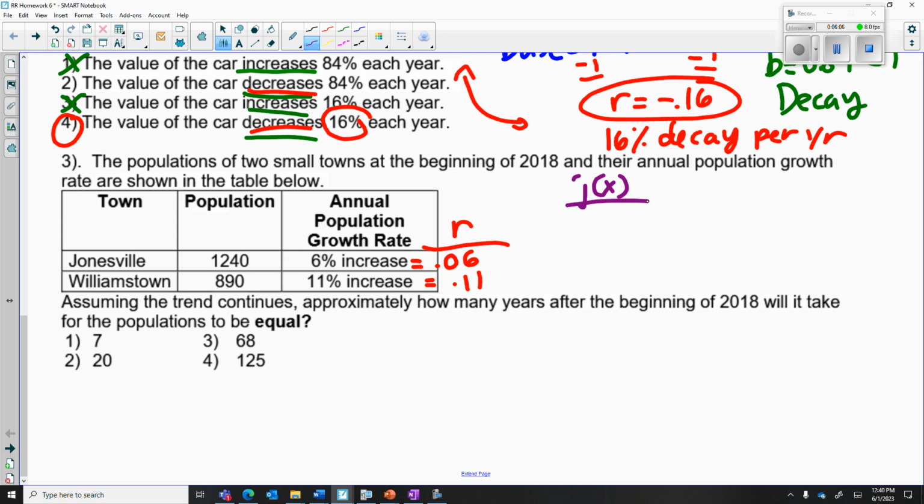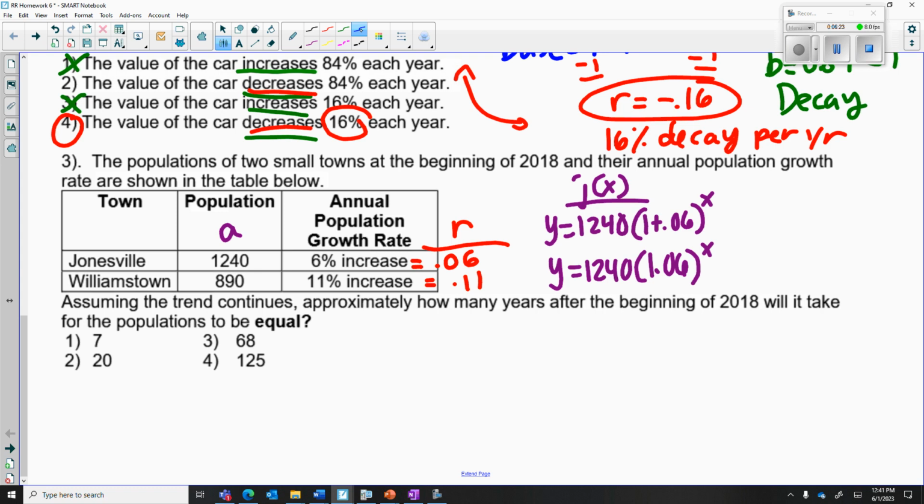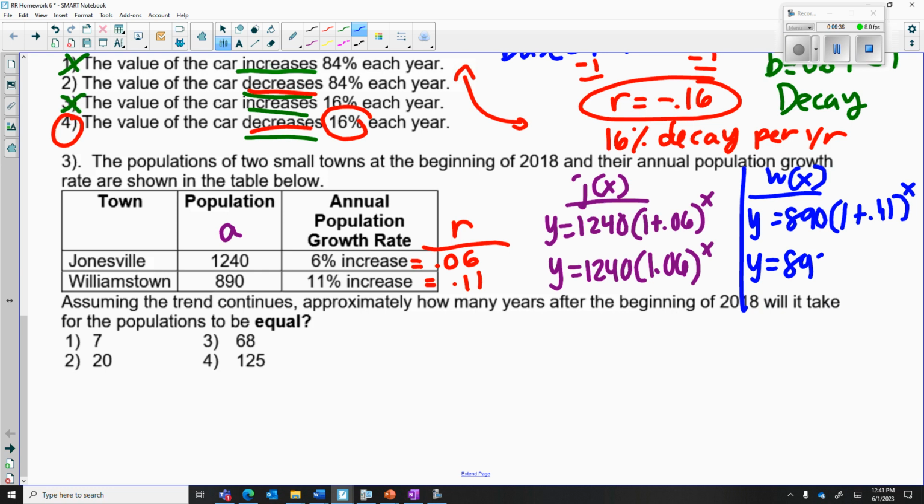Now we're going to write our Jonesville and our Williamstown equation. Jonesville is going to be y equals a b to the x, where a is the initial amount, 1240, times 1 plus the rate, 1 plus 0.06 to the x. So if you rewrote that, that would be 1240 times 1.06 to the x. Williamstown, I'm going to call it w of x, is going to be y equals initial amount 890 times 1 plus 0.11 to the x. Okay, so that is 890 times 1.11 to the x.